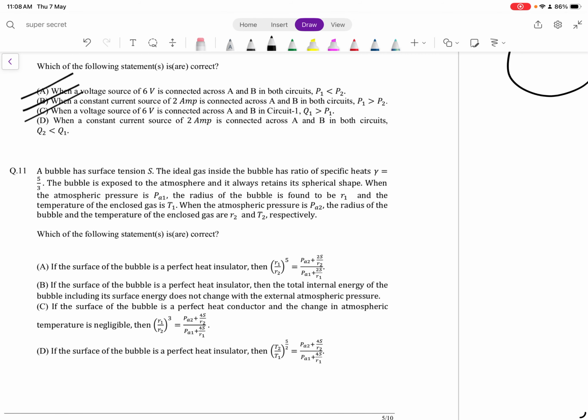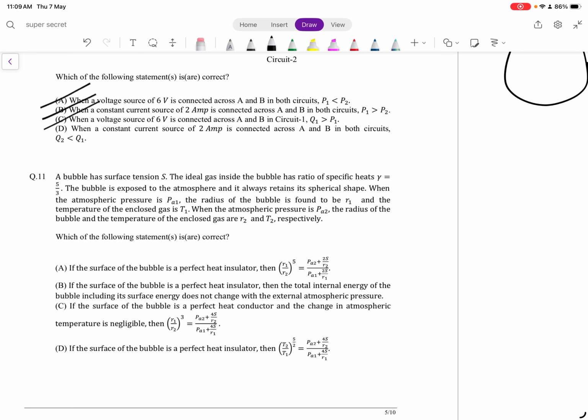A bubble has surface tension S. The ideal gas inside the bubble has ratio of specific heats gamma. The bubble is exposed to the atmosphere and it always retains a spherical shape. The atmospheric pressure is PA1, the radius of the bubble is found to be R1, and the temperature of the enclosed gas is T1. When the atmospheric pressure is PA2, radius of the bubble and temperature of the gas are R2 and T2 respectively.